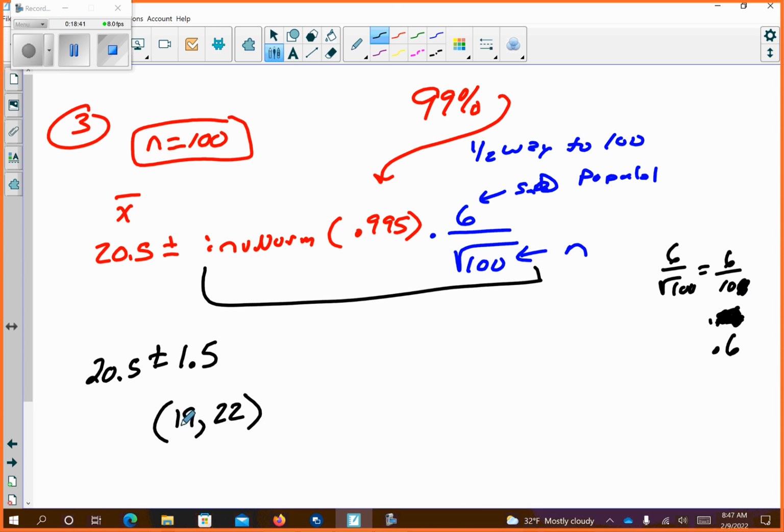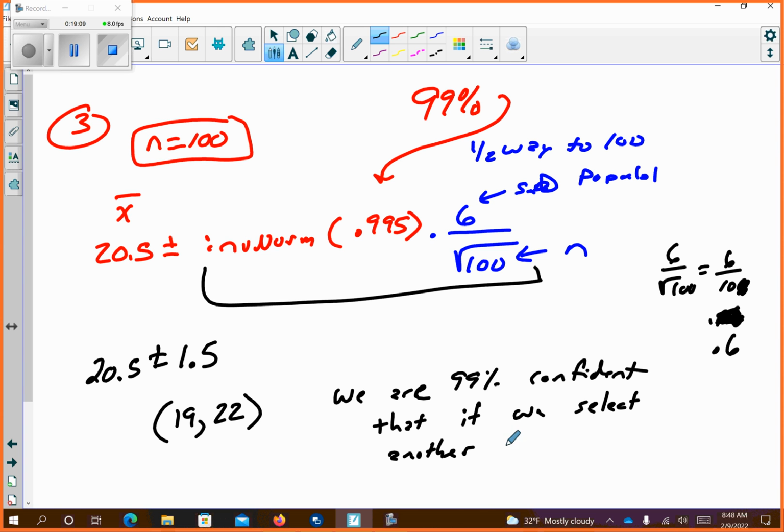Okay, so let's interpret this. We are 99% confident that if we select another sample, and you could go as much as you want from Wyoming ACT test takers, you can put all that, but it's not necessary, would produce a mean or an average in our confidence interval.